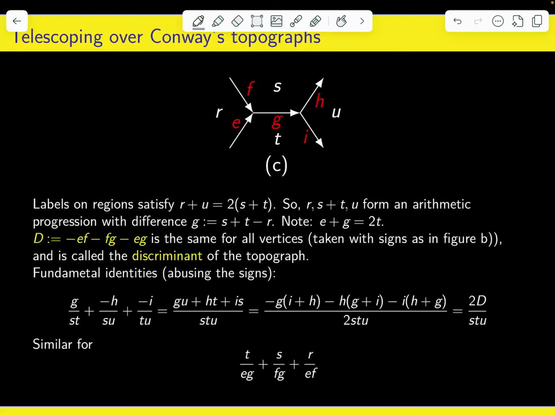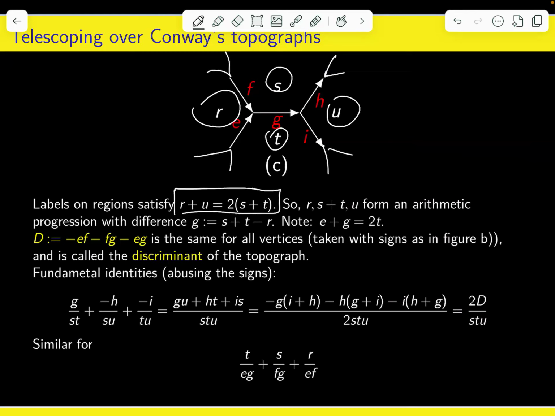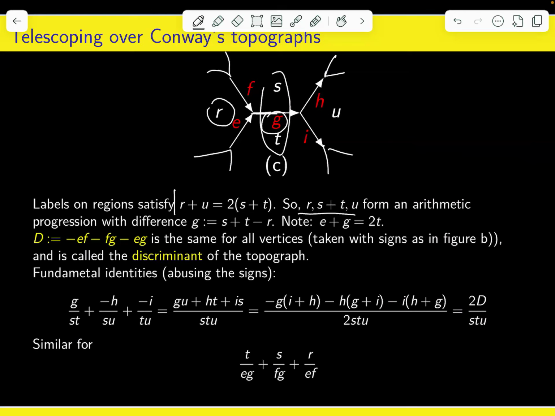Okay, as you remember, we have a topograph. So we have this 3-valent tree in the plane, and we have labels on the regions, and labels on the edges, and the labels on regions satisfy this rule: R plus U is 2 times S plus T. So R, S plus T and U form an arithmetic progression, and we write the difference on the edge. So this G is just S plus T minus R, or it's U minus S plus T. Okay, just the same.